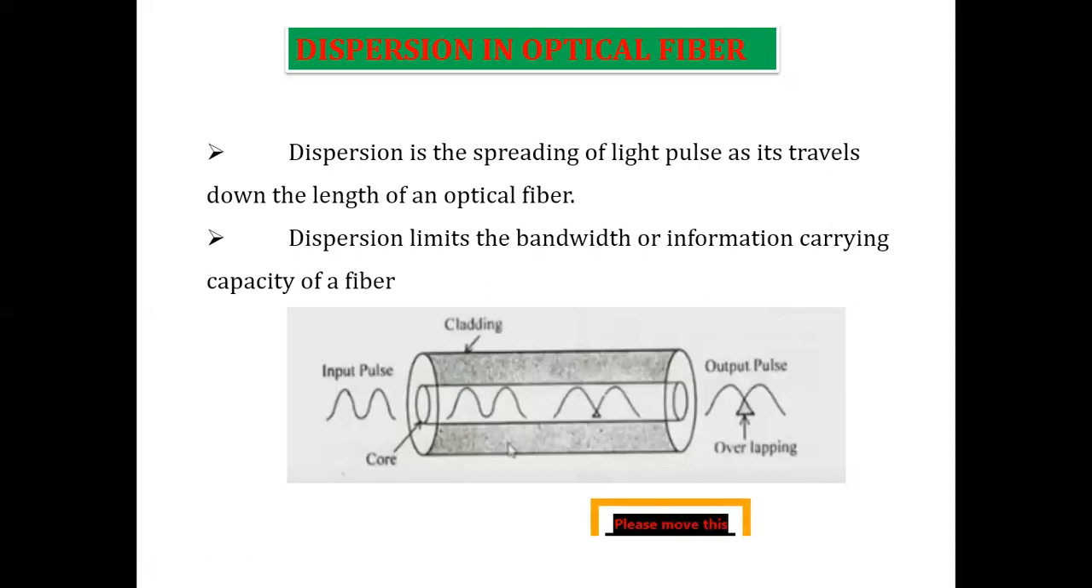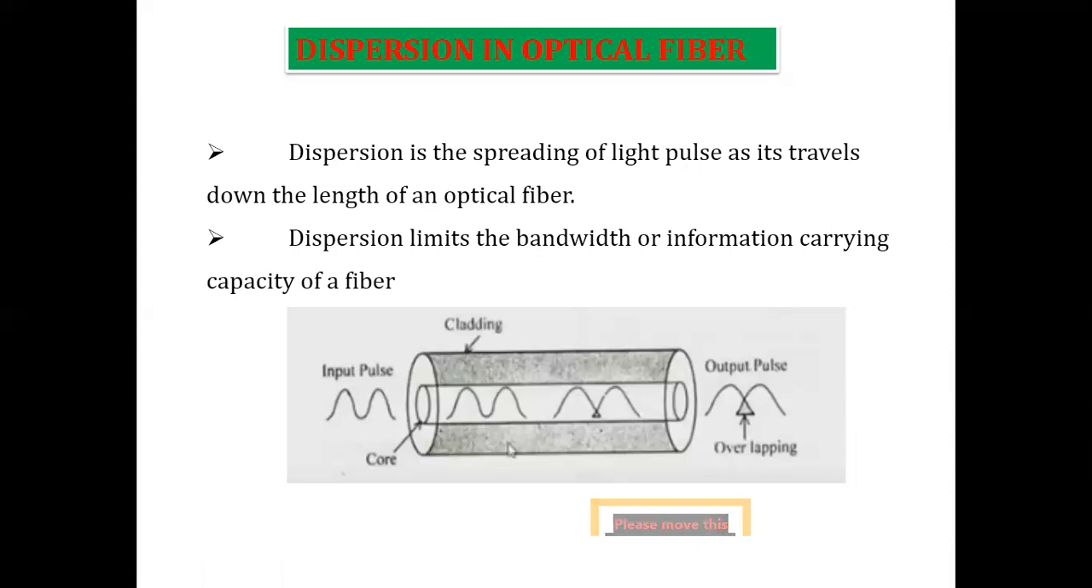When the signal is being transmitted inside the optical cable, from the output side we can see some overlapping, right? There is an overlapping of two signals. Here we are giving the input as 1 0 1 0, but on the output side there is an overlapping of two signals. Why does this overlapping occur? It is due to the refractive index of the core.